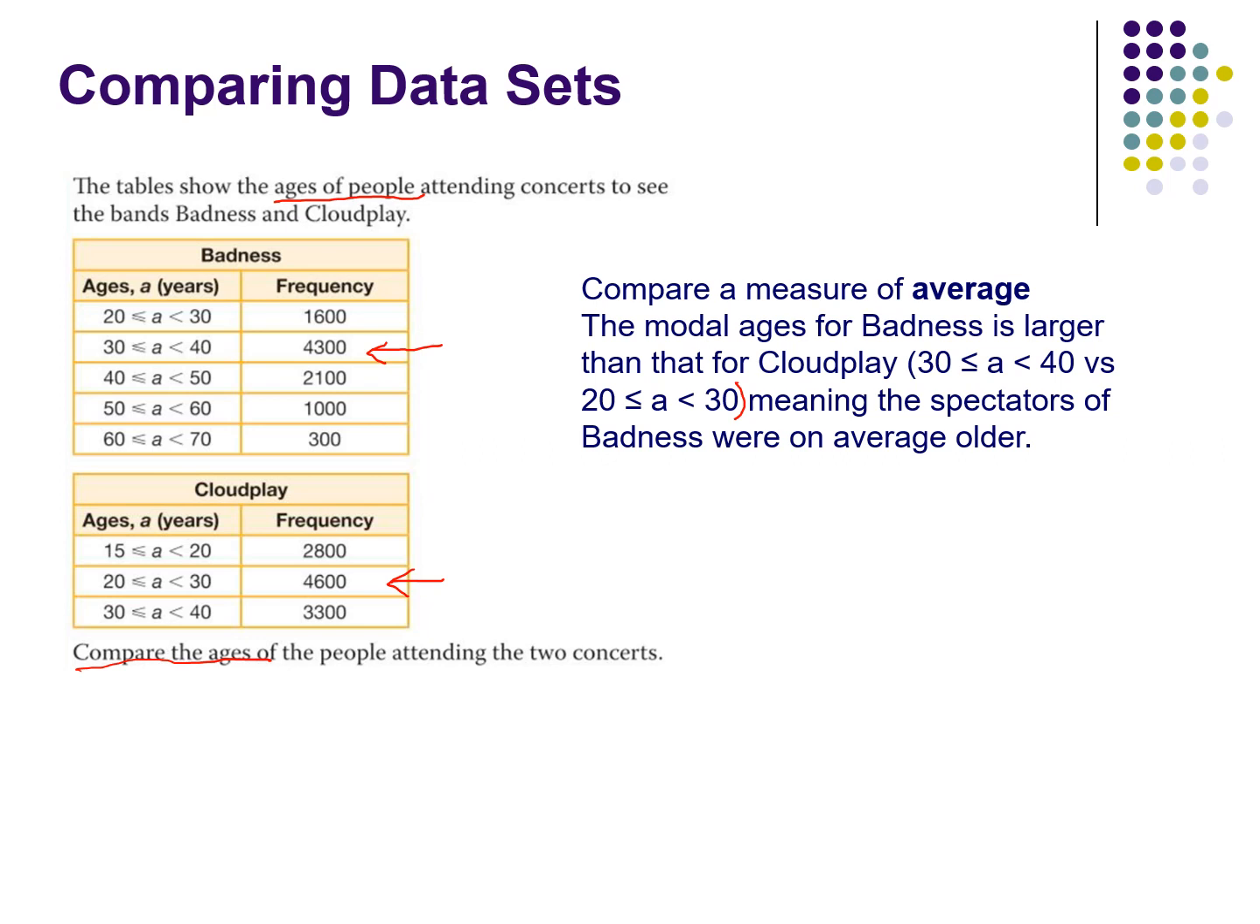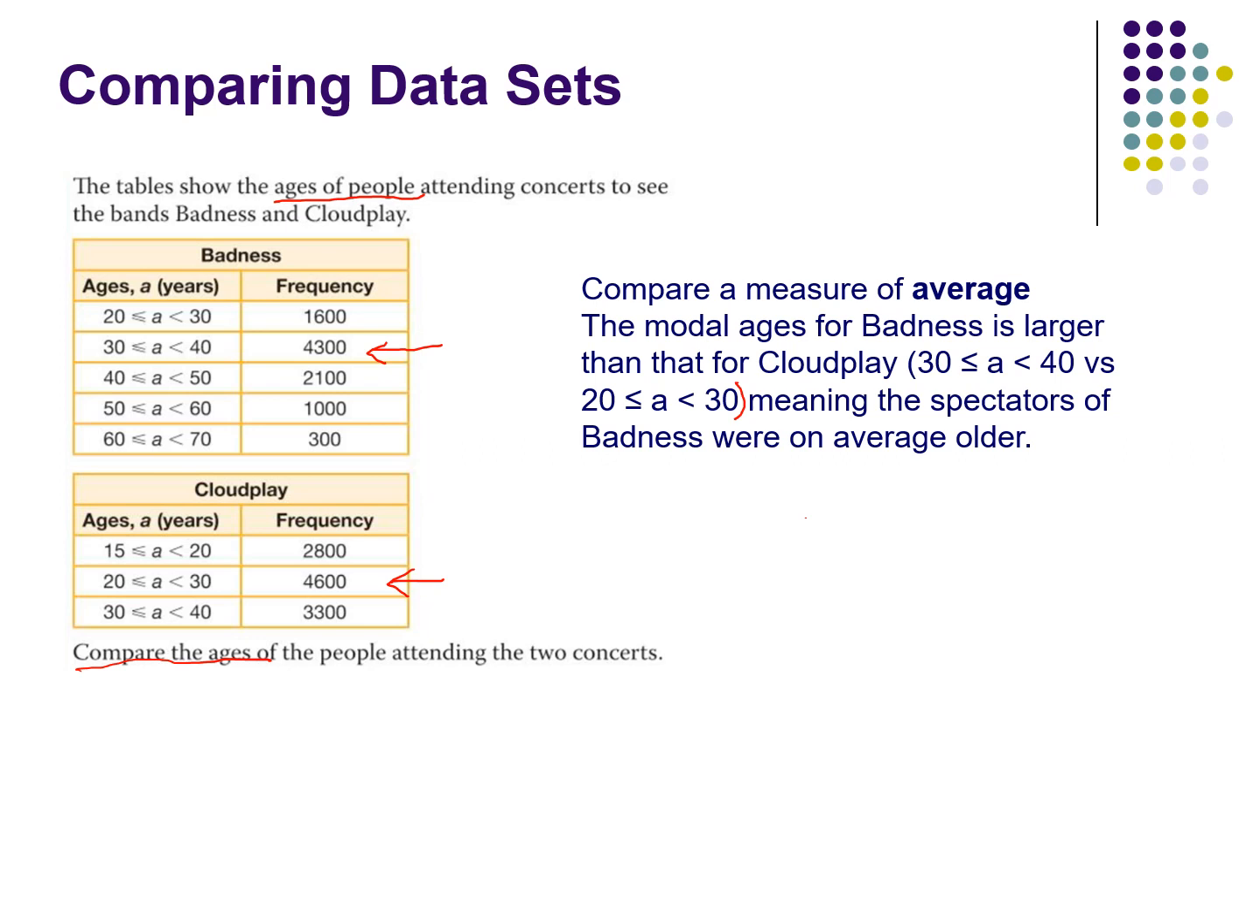And here's my context bit, meaning the spectators of badness were on average older. So that's your important in context bit, because I've said the age is bigger, but what does that mean? It means that they were older. Right, so that's my measure of average. I also need to do my measure of spread.